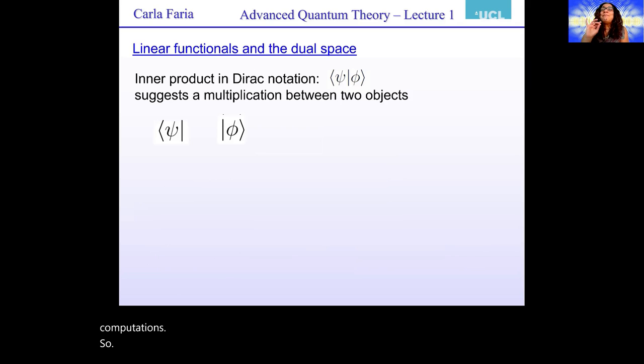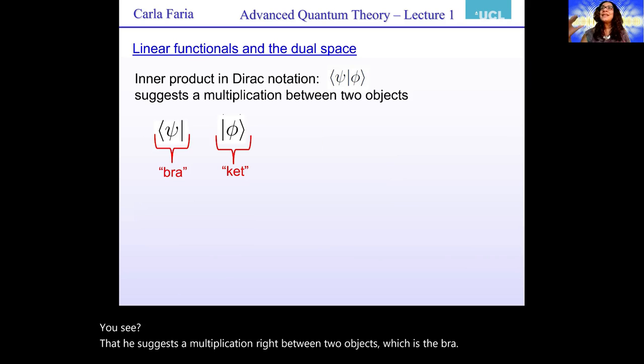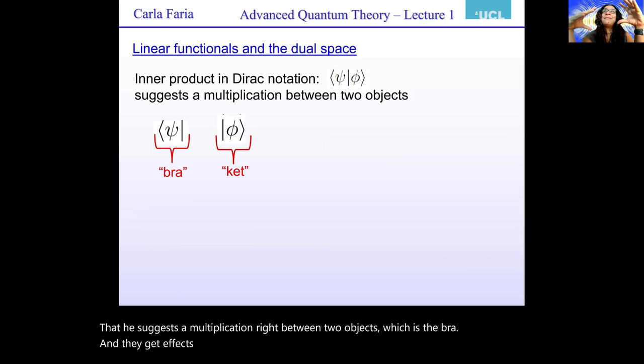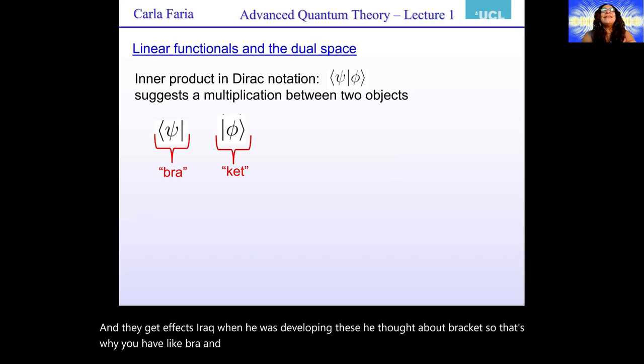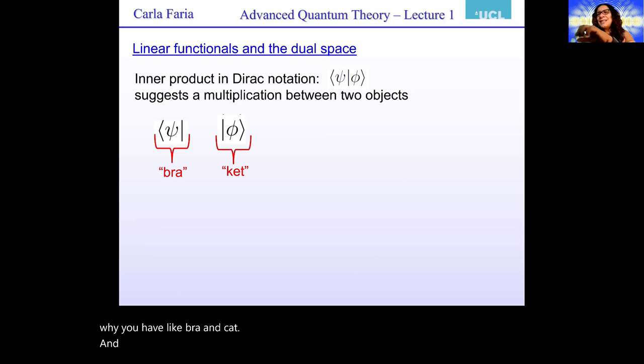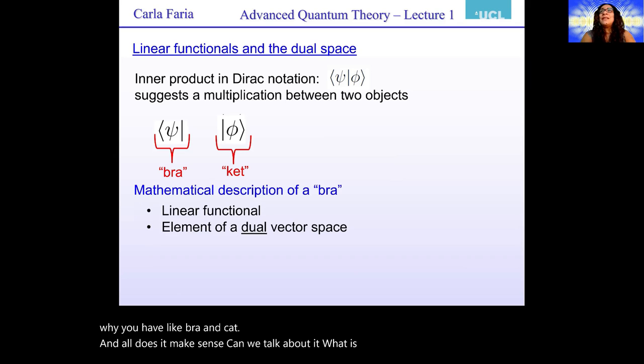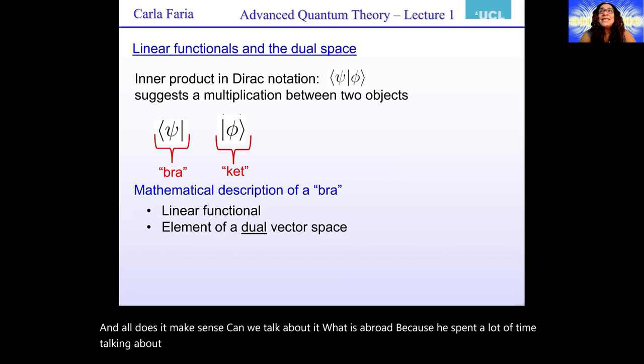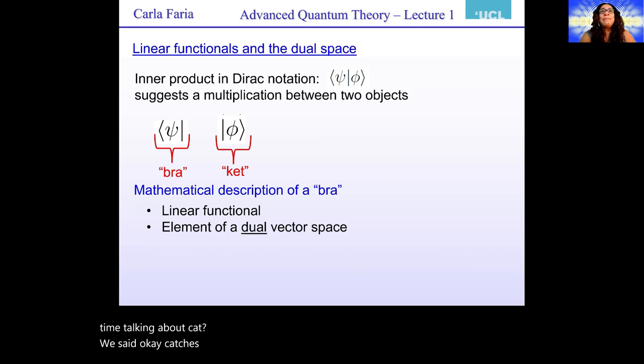Now, if you inspect the inner product in Dirac notation more closely, you see that it suggests a multiplication between 2 objects, which is the bra and the cat. In fact, Dirac, when he was developing this, thought about bracket. So that's why you have bra and cat. Does it make sense? Can we talk about it? What is a bra? Because we spent a lot of time talking about cat. We said cat is a state space vector. So how about the bra?